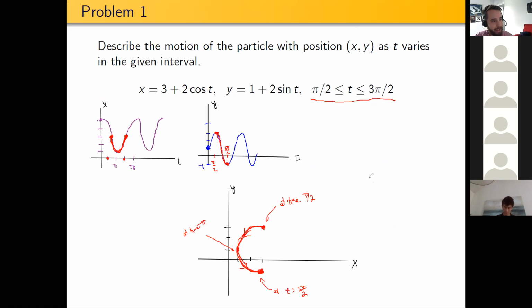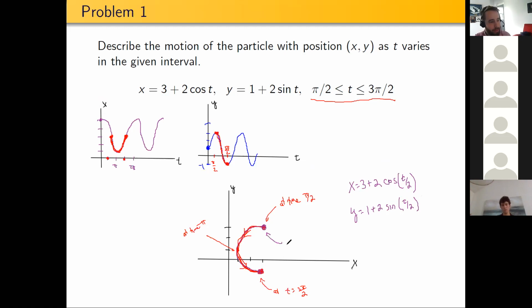I'll point out, for example, that if I had introduced the equation x equals 3 plus 2 cosine of, and now instead of t, it was t over 2, and y equals 1 plus 2 sine of, again, not t, but t over 2, what we would get here is a parameterization that traces out the exact same semicircle, but does so at half the speed, in a slightly adjusted window of time.